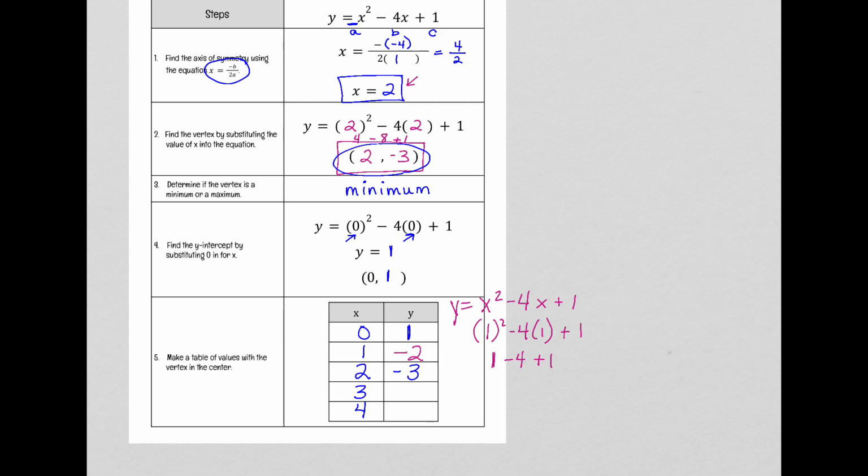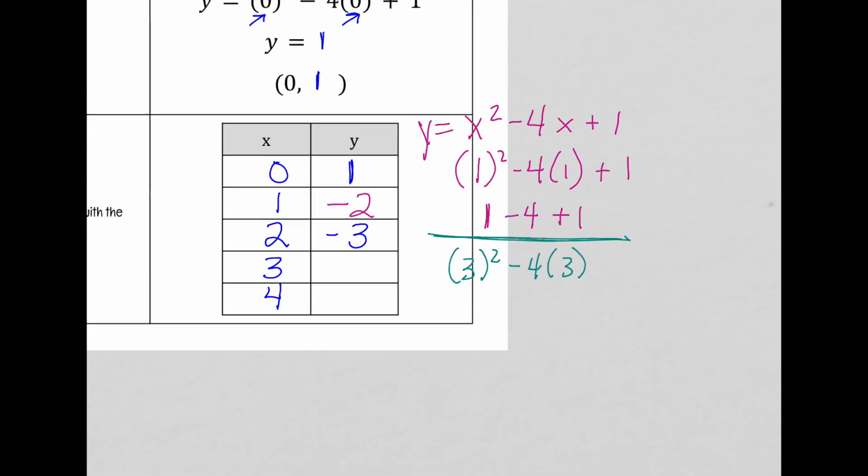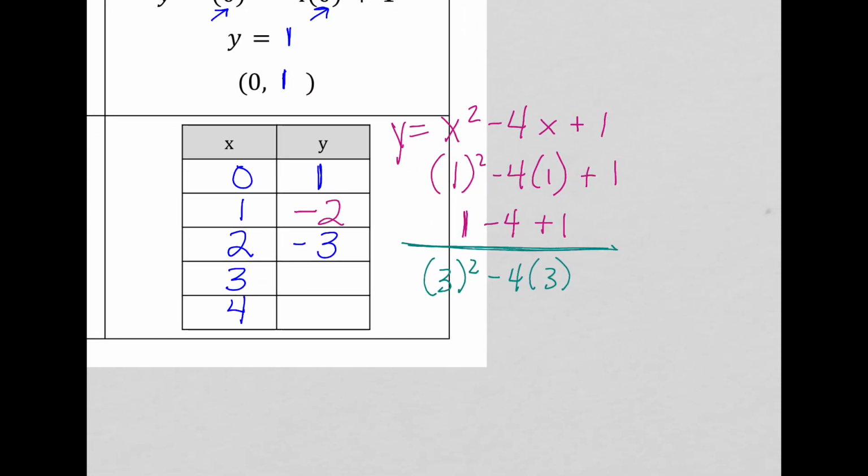So if I go ahead and do the 3, I'll draw a little line to separate those so you don't get confused. Okay, so if 3 is my x, it would be 3 squared minus 4 times 3, and then plus 1. So 3 squared would be 9. -4 times 3 would be -12, and then plus 1. So remember, these are all y equals. So that's what we're trying to figure out. So 9 minus 12 would be -3, plus 1 would be -2. And you're going to see that mirroring of those points.